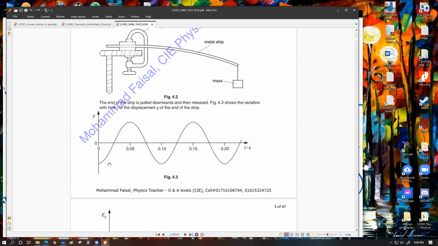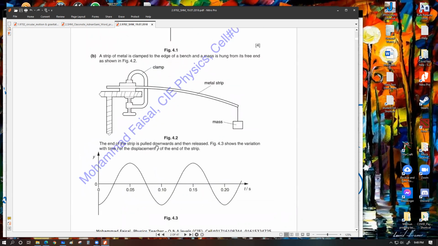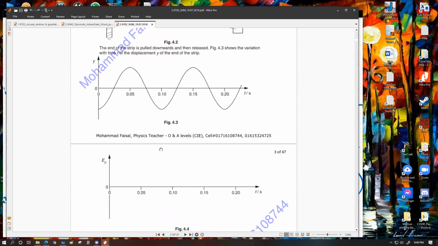You can see over here that this graph starts at time t equals 0 from the negative y-axis. The initial displacement is minus a, because the question says that the strip is pulled downwards and then released. So the moment we release it, it starts its motion from the lowest position of the oscillation. That's why it is a minus cos curve.